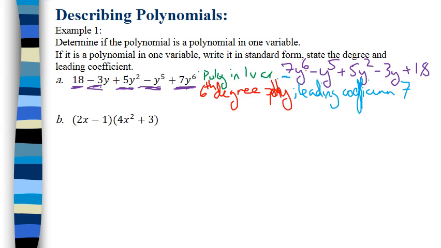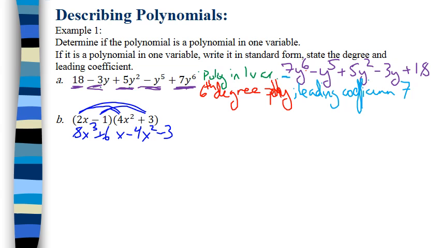Okay, let's try one more. In this case, they don't have things written out as terms. They have it written out as a factor. So let's go ahead and distribute this. So 2x times 4x squared is 8x cubed. And then 2x times 3 is plus 6x. And then negative 1 times 4x is minus 4x squared. And negative 1 times 3 is minus 3.